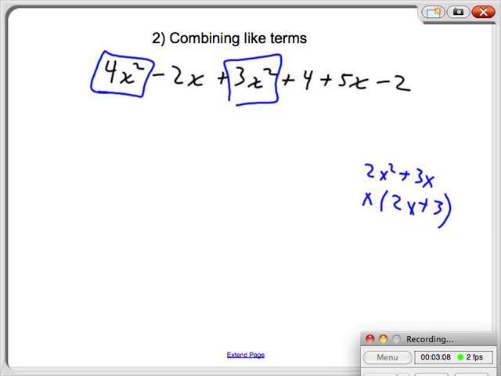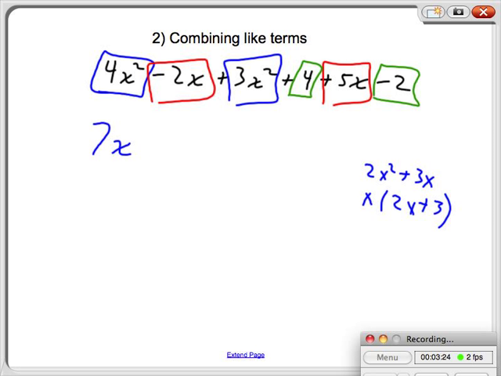Also up here we have x terms, so the things in red, those are like terms. And finally the numbers are like terms as well. So when I combine these, I'll get 4x squared plus 3x squared, simply 7x squared. So you can think of those like apples. X squared could represent apple, x could represent orange. I can't combine apples and oranges, but I can combine apples and apples. 4 apples plus 3 apples, 7 apples. 4x squareds plus 3x squareds, 7x squareds.